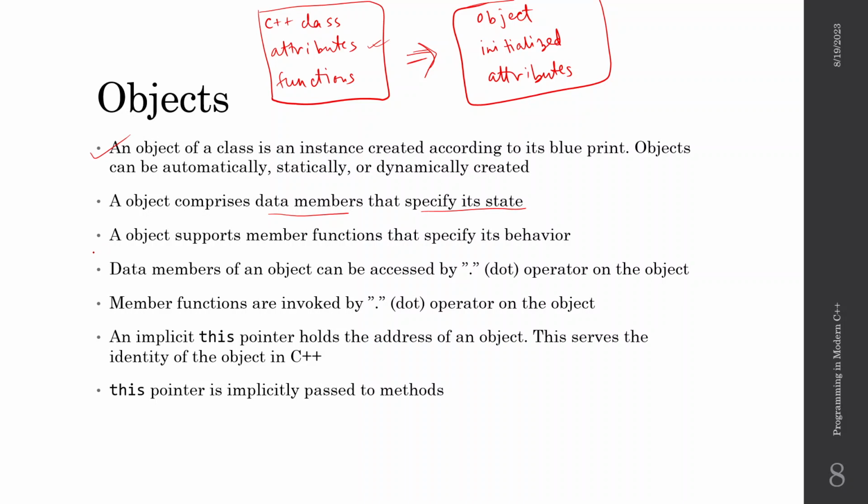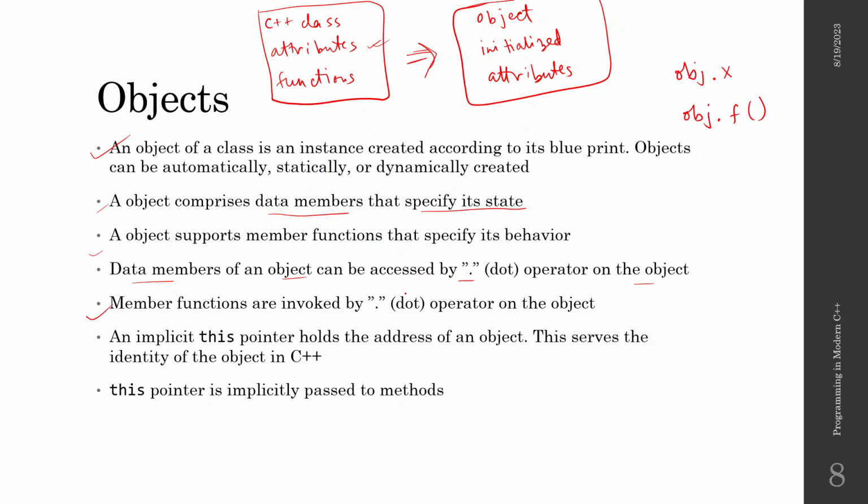An object supports member functions that specify its behavior, and data members of an object can be accessed by the dot operator. If we have an object, let's say obj, we can use obj.x to get a member of the object. We can also call a function of the object like obj.f, and that way we can call a function.